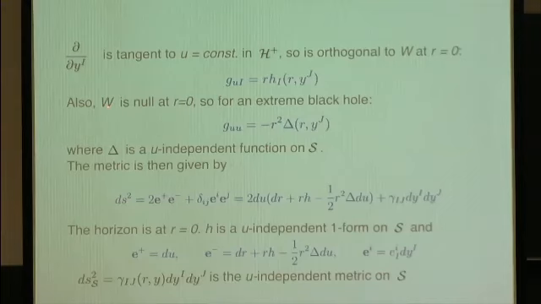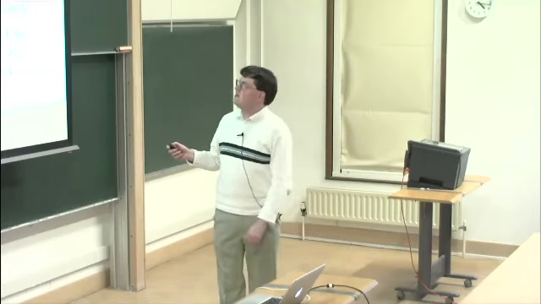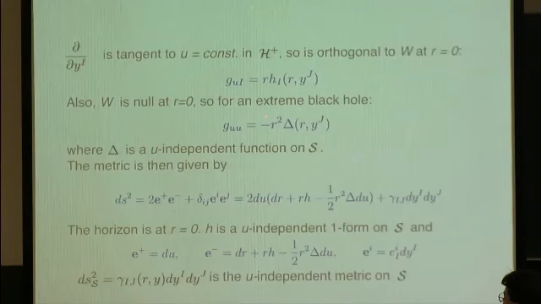Also, W has to be null at r equal to 0 because it's a Killing horizon. And so for an extreme black hole, the uu component of the metric has an r squared times a function delta, where again delta is a function on S, but it also depends on r analytically. It doesn't depend on u, because d/du is Killing. In principle, this could just be an r, and in that case the black hole would have some non-vanishing surface temperature. But we're limiting ourselves to extreme black holes here, so we're going to set the surface temperature to 0, and so the first non-vanishing component in r which appears here is really r squared.